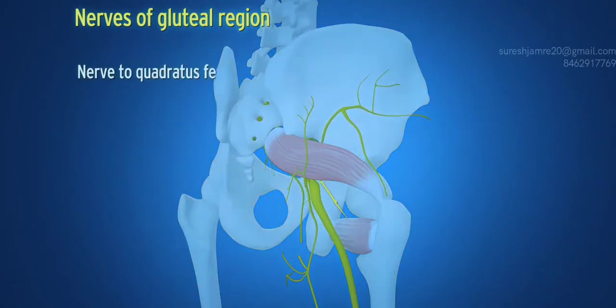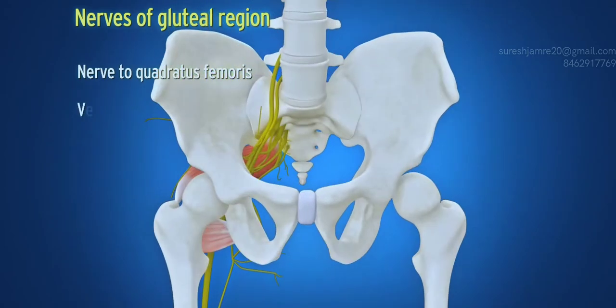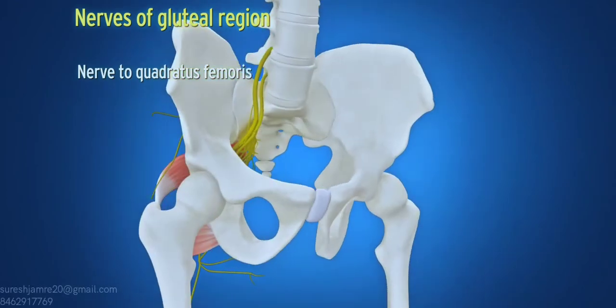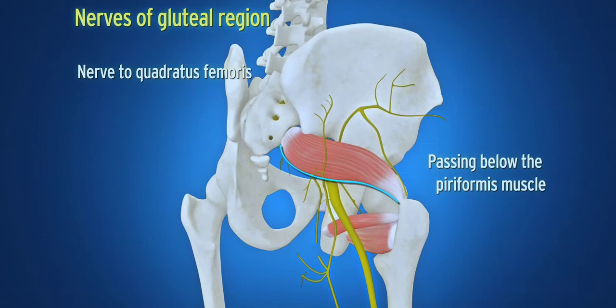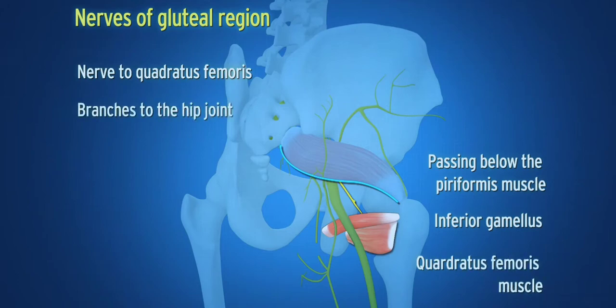Nerve to quadratus femoris. It is formed by the ventral branches of ventral rami of L4, L5 and S1. It enters the gluteal region by passing below the piriformis muscle beneath the sciatic nerve. It gives branches to the inferior gemellus and quadratus femoris muscle. It also gives branches to the hip joint.